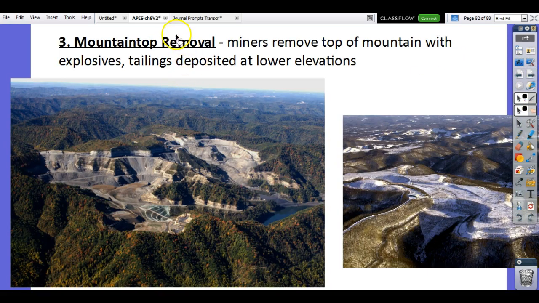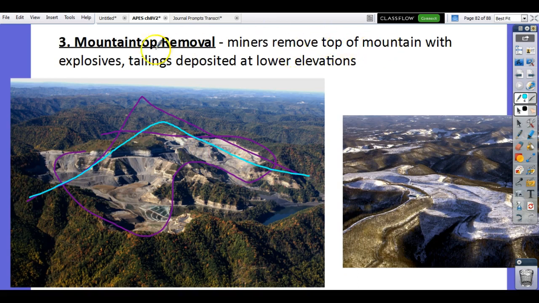All right, we also have mountaintop removal. They literally blow off the entire top of a mountain. So this whole area used to be a mountain, and now it no longer is because they took dynamite and blew the mountaintop off.